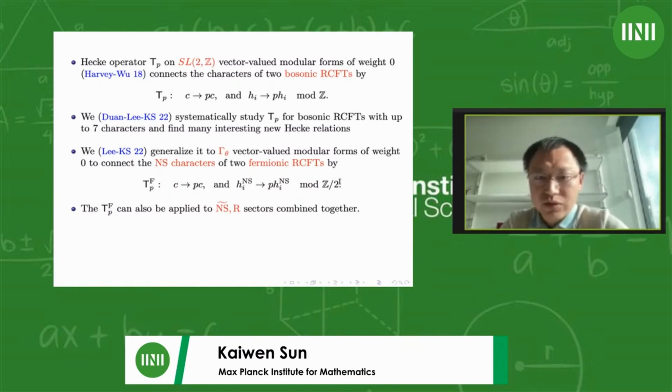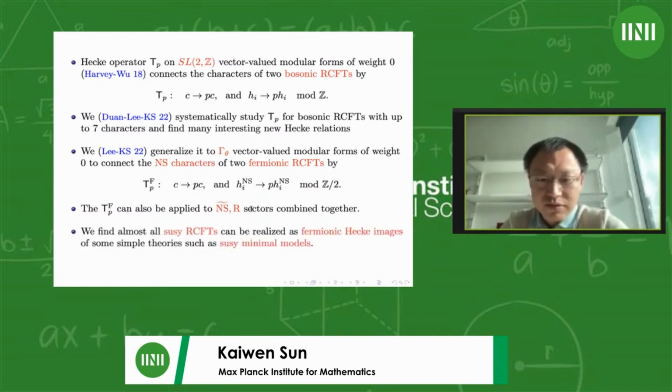And for those who already know fermionic rational CFTs, our new Hecke operator T_p^F can also apply to the other characters, called NS tilde characters and R characters, of fermionic rational CFTs. One of our findings for this fermionic Hecke operator is that almost all supersymmetric rational CFTs, which were classified recently, can be realized as fermionic Hecke images of some very simple fermionic series, such as the supersymmetric minimal models. Okay, so this is a basic summary of the ideas of these Hecke operators.